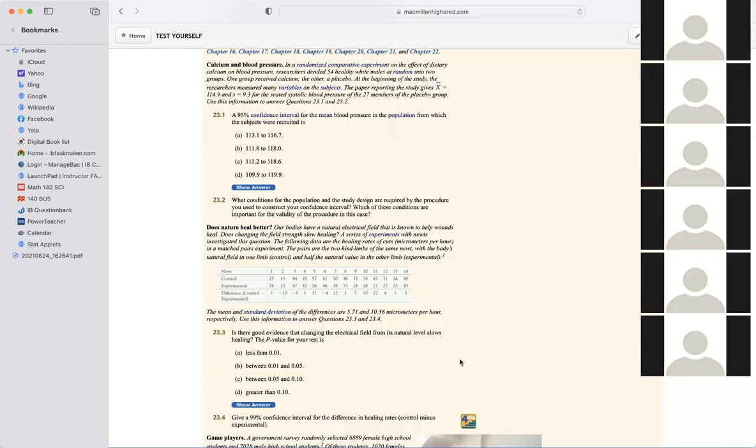Is this on the page? This is an actual book, correct? This is the actual book. Let's do question number 3.